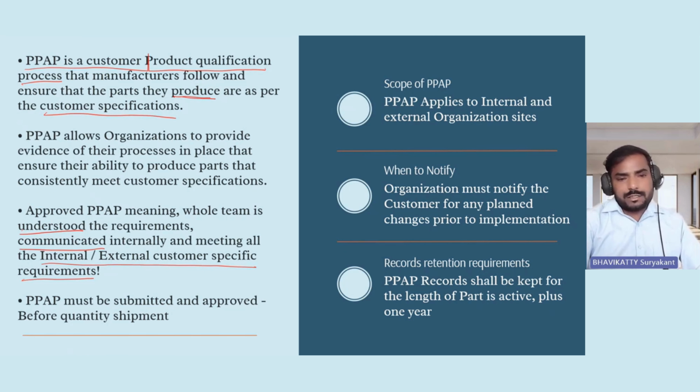And one of the important aspects is that PPAP must be submitted and approved before quantity shipment. So if you have not got approval of PPAP, it means you're not able to dispatch the component to the customer. In that case, you may have to take a deviation only for a few quantities or a limited duration.